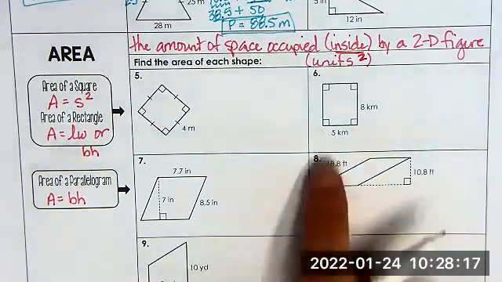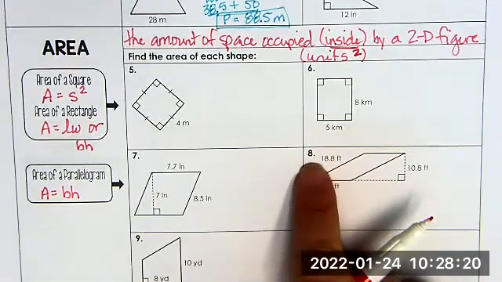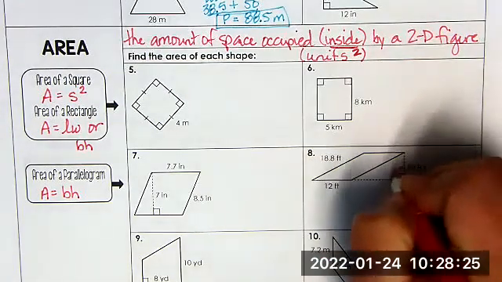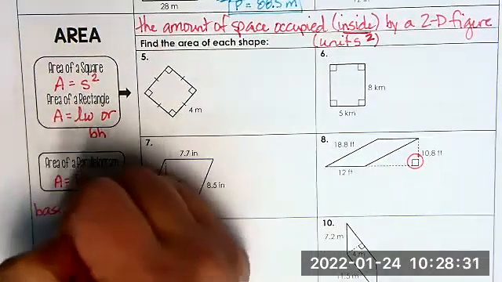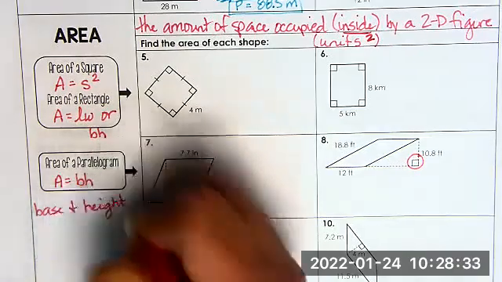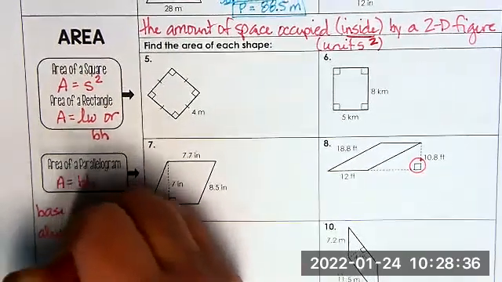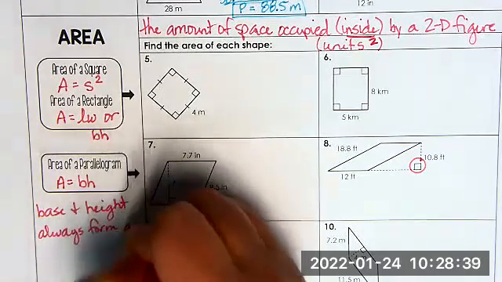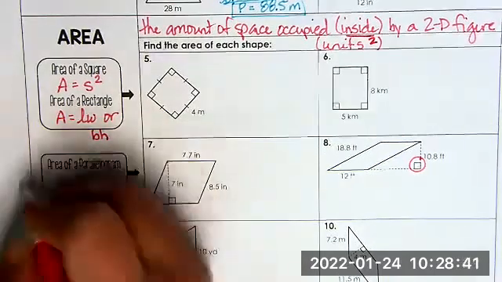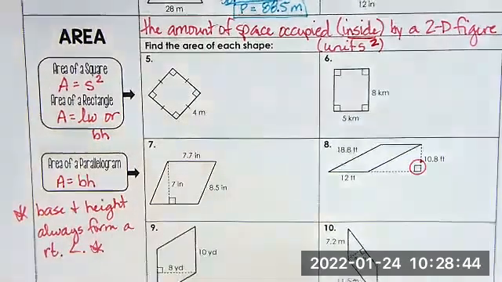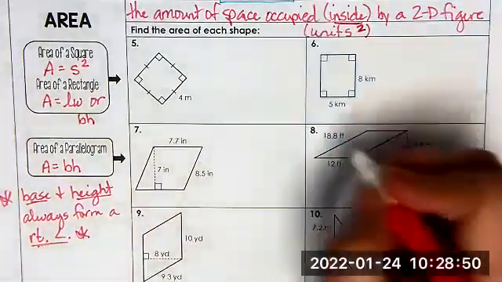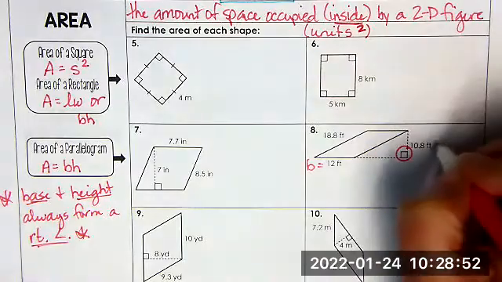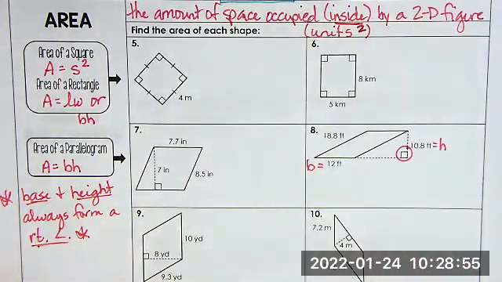And let's look at number 8. What we have to remember when we're talking about base times height is the base and the height always form a right angle. Okay, so that's something that can help you when you're having to label which one is which. So therefore, here is my base, here is my height, or you can make them interchangeable.